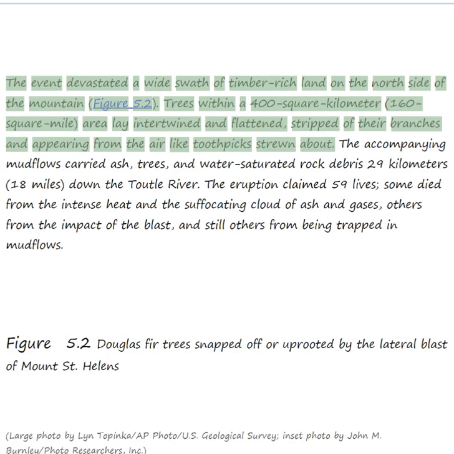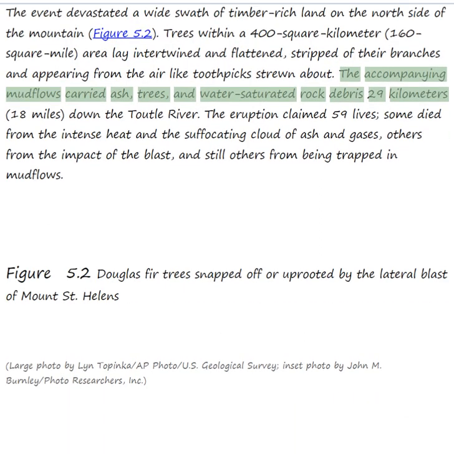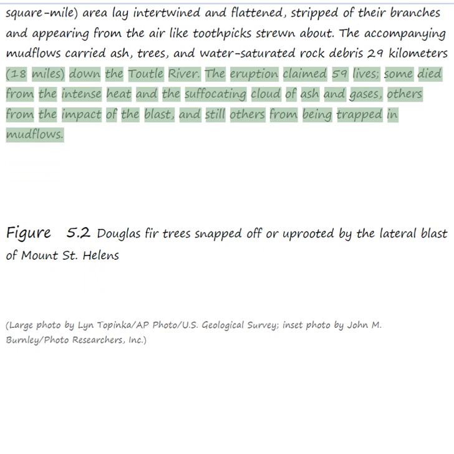The event devastated a wide swath of timber-rich land on the north side of the mountain. Trees within a 400 square kilometer area lay intertwined and flattened, stripped of their branches and appearing from the air like toothpicks strewn about. The accompanying mud flows carried ash, trees, and water-saturated rock debris 29 kilometers down the Toutle River. The eruption claimed 59 lives, some died from the intense heat and the suffocating cloud of ash and gases, others from the impact of the blast, and still others from being trapped in mud flows.